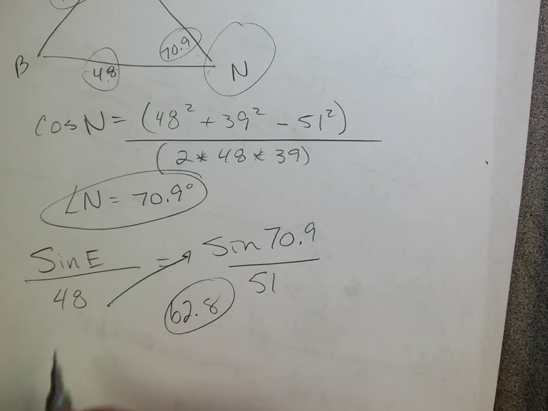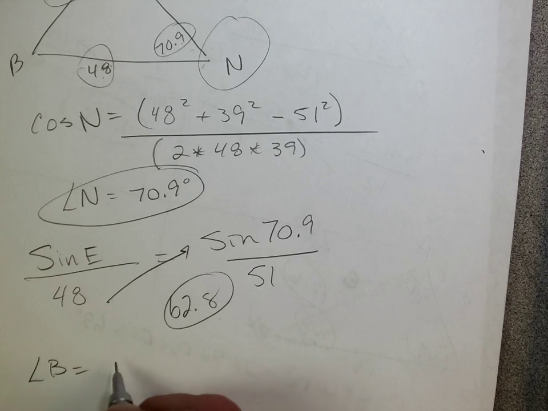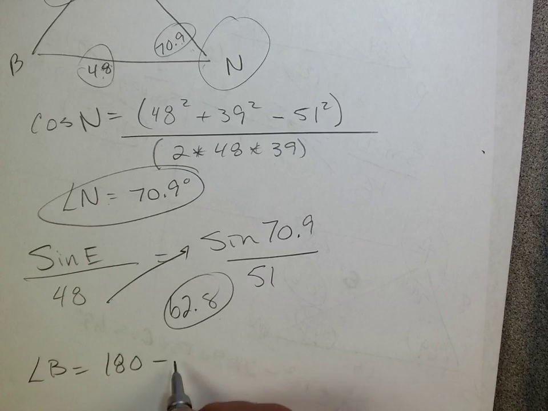Now, finally, how about angle B? How do you find angle B? Add them up. Subtract from 180, right? Yeah.